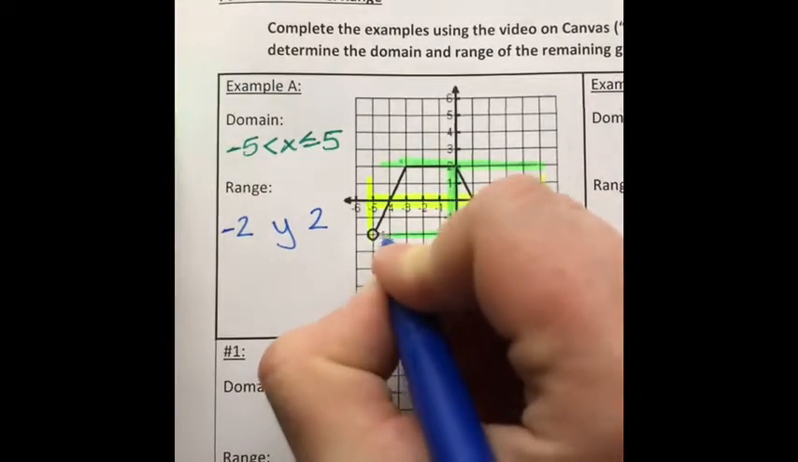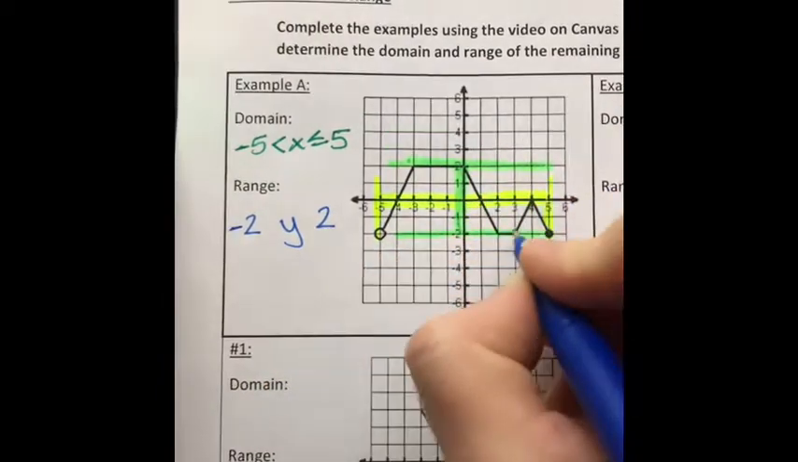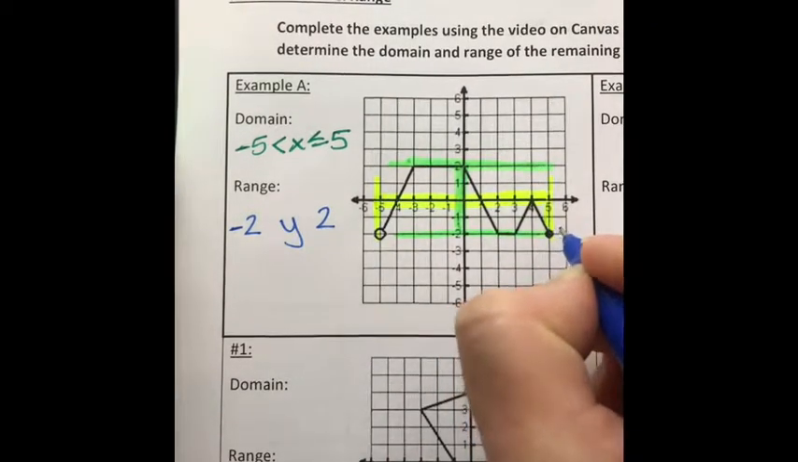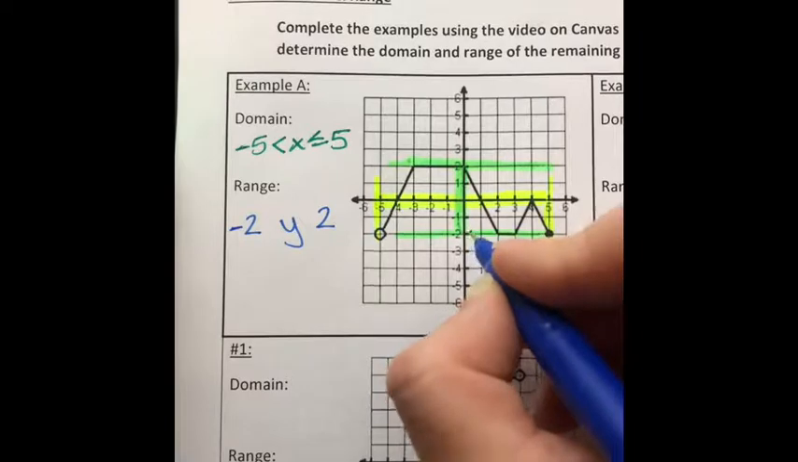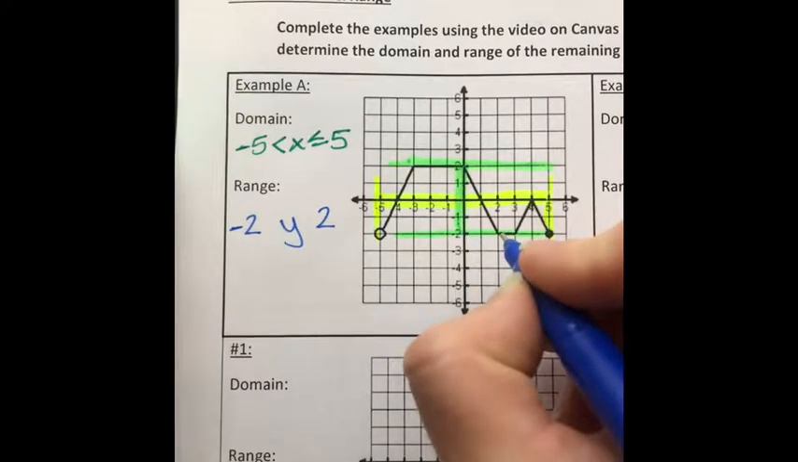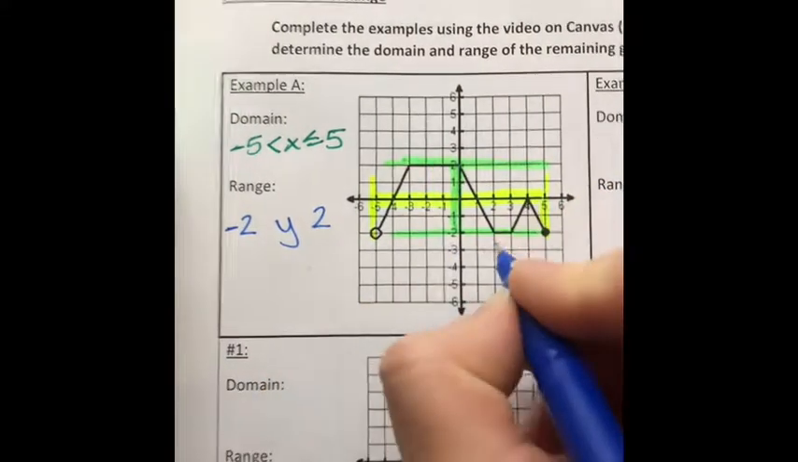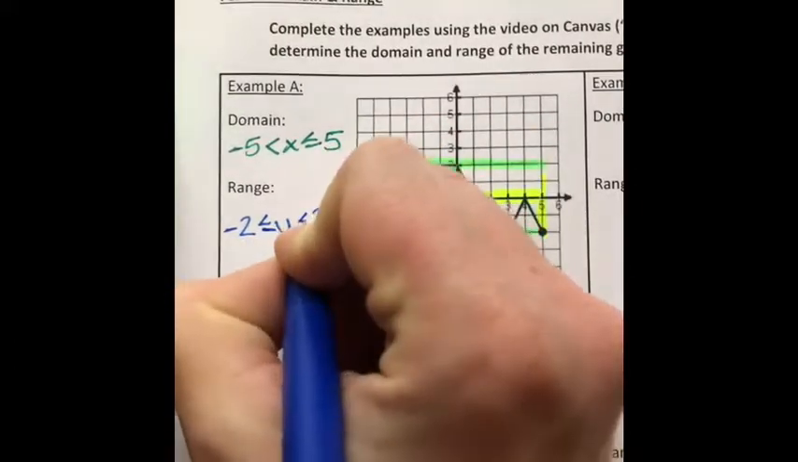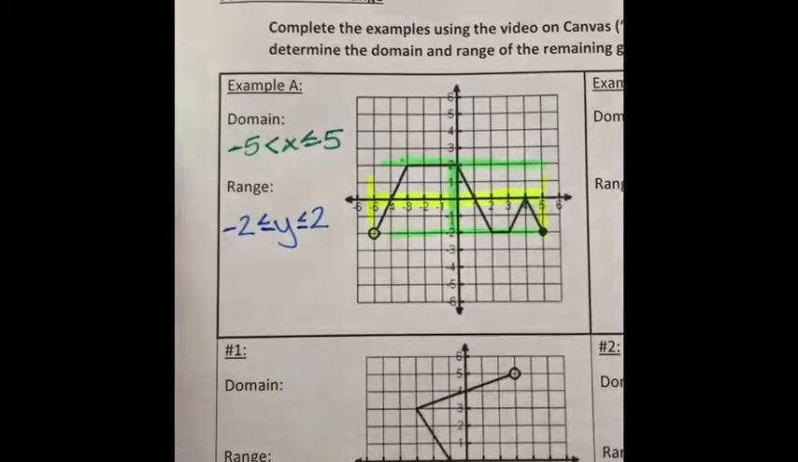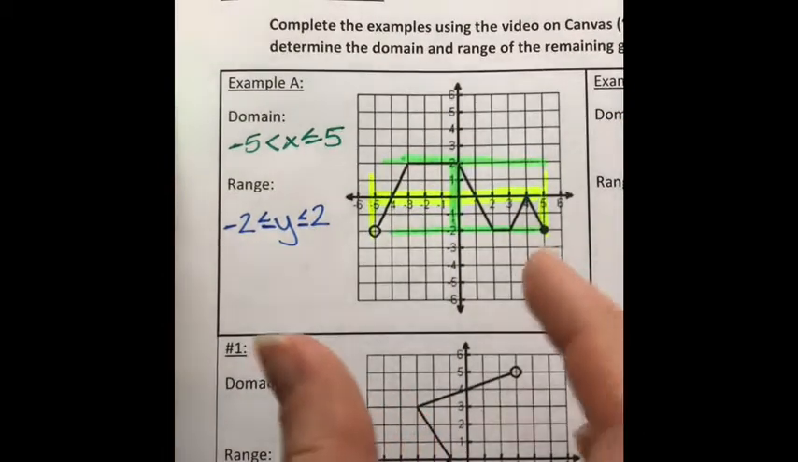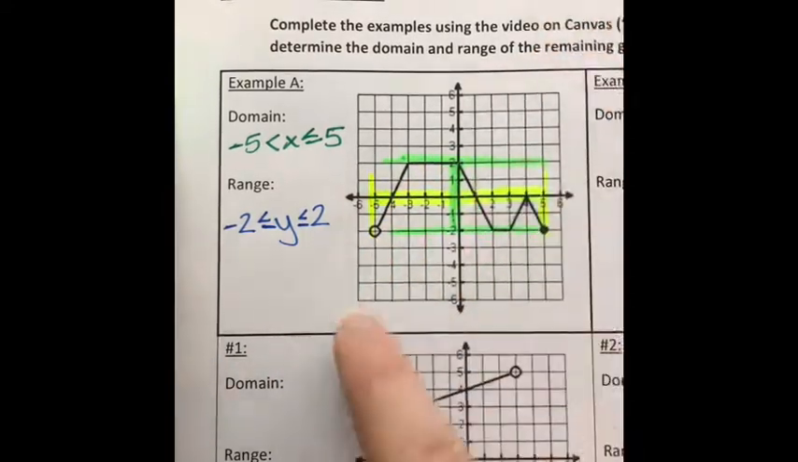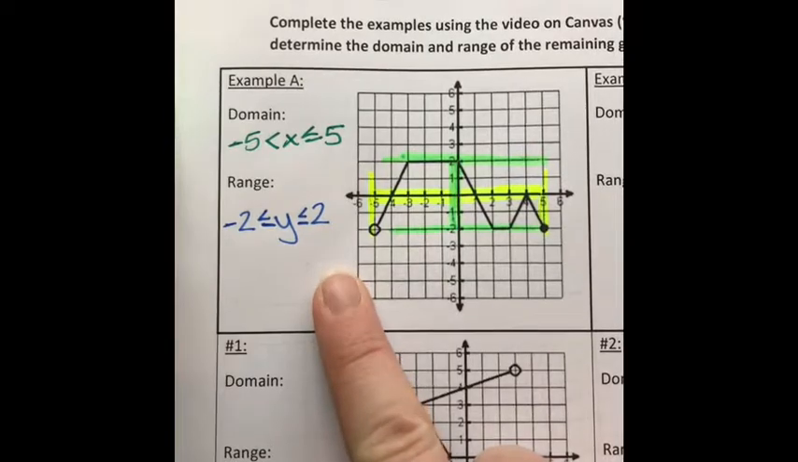Now, even though I've got an open circle on one of them, the fact that I have this line segment and a closed circle over here, it means that the graph does in fact have a value at -2. It just doesn't have one here, but it has one over here. So we are going to include an equal sign on both sides of y because both -2 and 2 are included in the graph. So example A is nice because we've got the graph completely enclosed left to right, bottom to top, and we can state the values here, and that's all we have to do for the domain and the range.